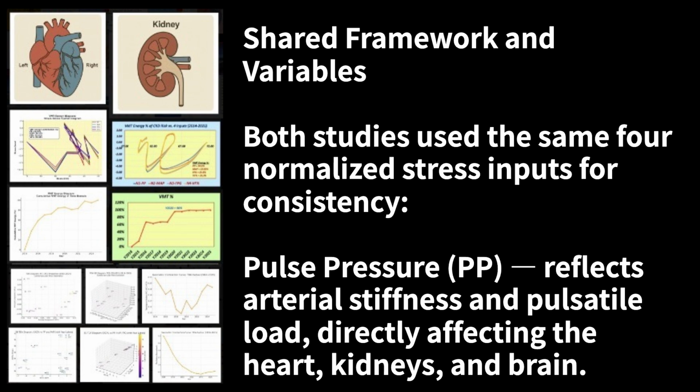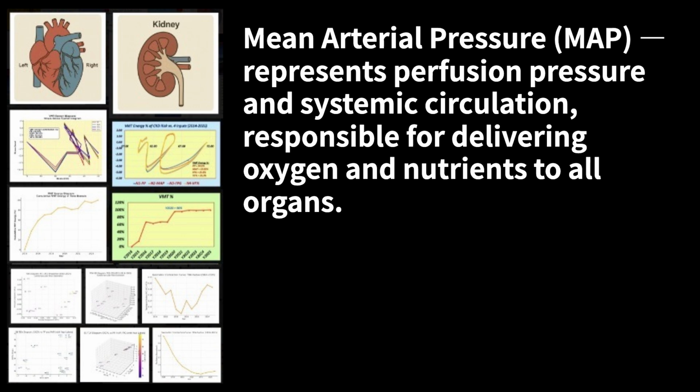Shared framework and variables. Both studies use the same 4 normalized stress inputs for consistency. Pulse pressure, PP, reflects arterial stiffness and pulsatile load, directly affecting the heart, kidneys, and brain. Mean arterial pressure, MAP, represents perfusion pressure and systemic circulation, responsible for delivering oxygen and nutrients to all organs.